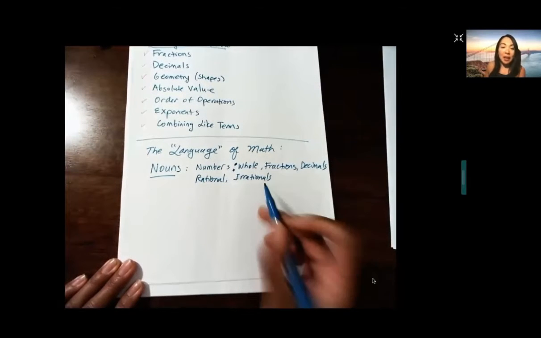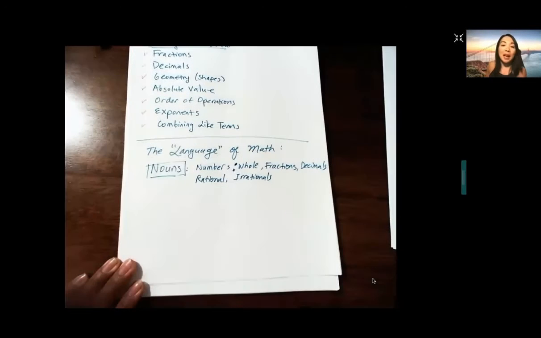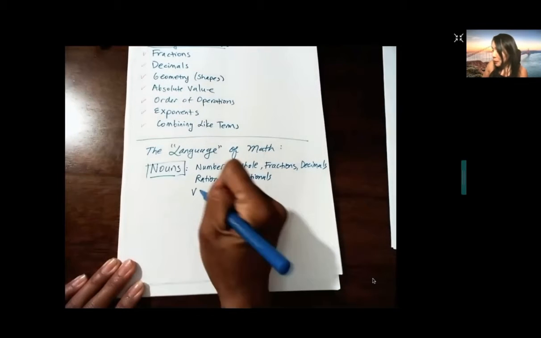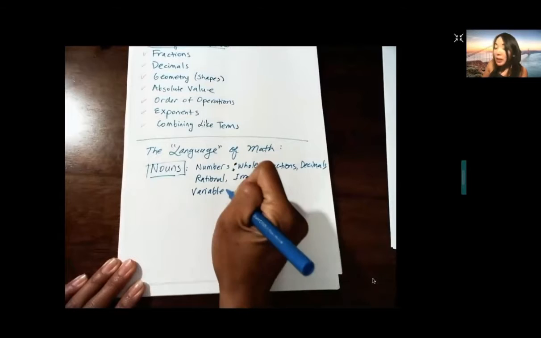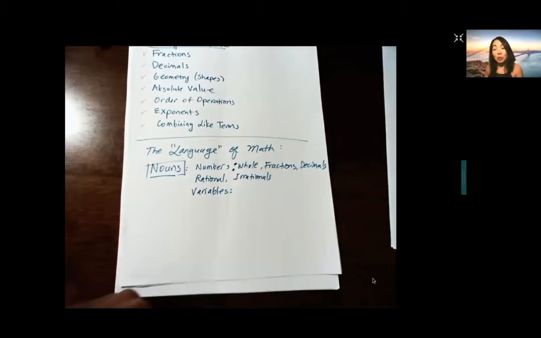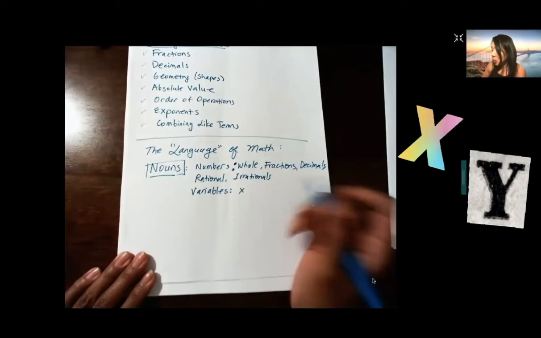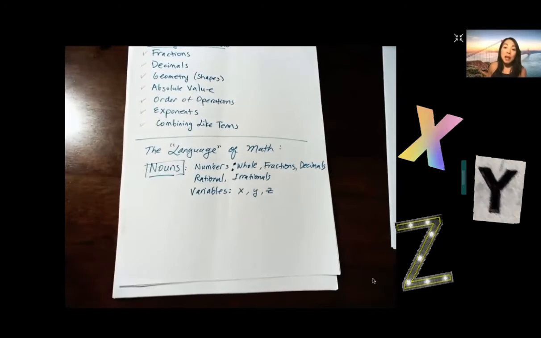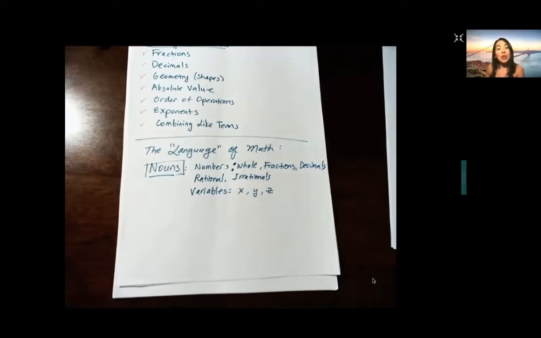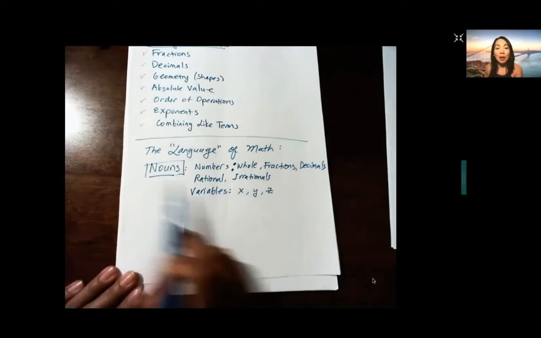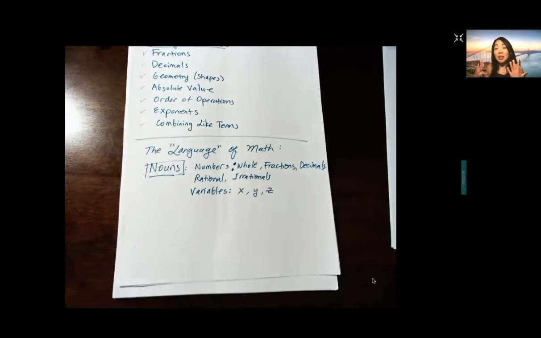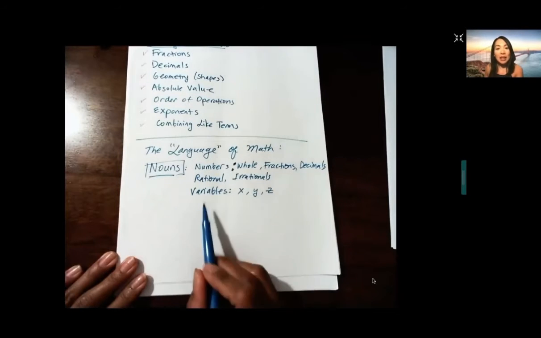Other types of nouns in the language of math are variables. Variables are when we assign a symbol to something that we don't know, but it represents a number. Normally we see the letter X or the letter Y, it could be the letter Z, it could be any letter at all. Those are also nouns. These are kind of like the subject of a sentence, right? So you want to notice what is the subject of the sentence when you're looking at the language of math.